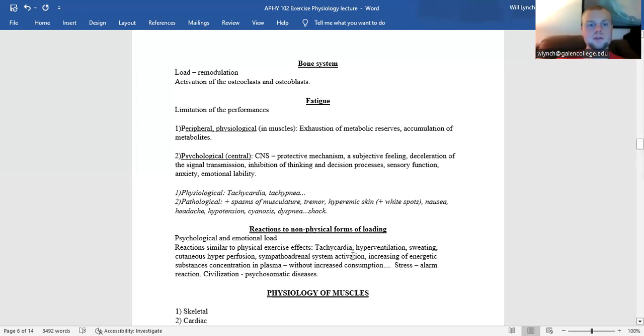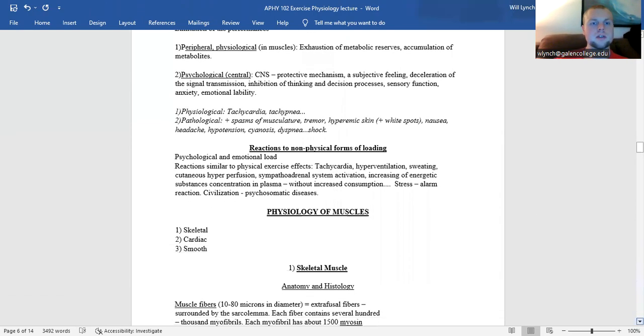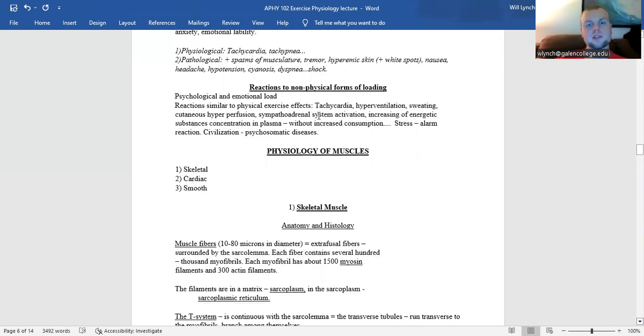Reactions to non-physical forms of loading. This is referring to psychological and emotional loads. So reactions are going to be similar to physical exercise effects. That means mentality changes or psychological detriment is going to be similar to physical exercise effects, where we see things like increased heart rate, ventilation, sweating, hyperperfusion of the cutaneous membrane with blood, sympathoadrenal system activation. And we're going to see this without increased consumption of oxygen, meaning that we have a stress system that is activated without any actual physical need for it.